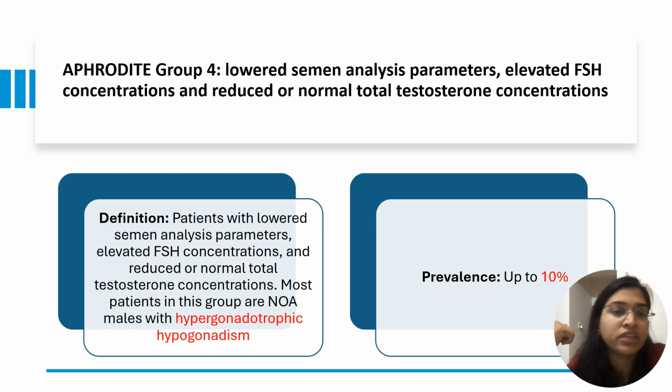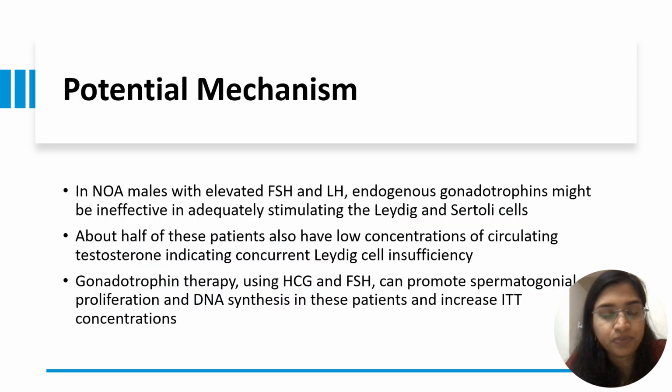Hypergonadotropic hypogonadism. The definition is patients with lowered semen analysis parameters, elevated FSH and reduced or normal testosterone concentrations. Most patients in this group are non-obstructive azoospermia patients with hypergonadotropic hypogonadism, and its prevalence is up to 10%. Its potential mechanism is that in non-obstructive azoospermia males with elevated FSH and LH, these endogenous gonadotropins might be ineffective in stimulating the Leydig and Sertoli cells.